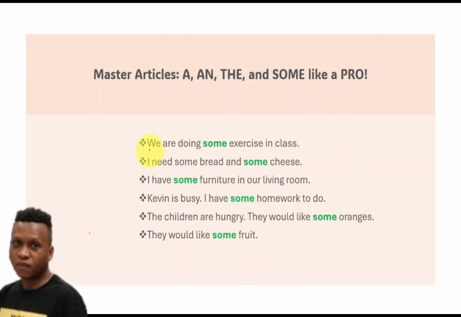Again, we are doing some exercise in class. I need some bread and some cheese. I have some furniture in our living room. Kevin is busy. I have some homework to do. The children are hungry. They would like some oranges. I would like some fruit. Okay?